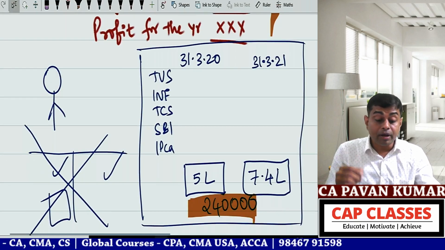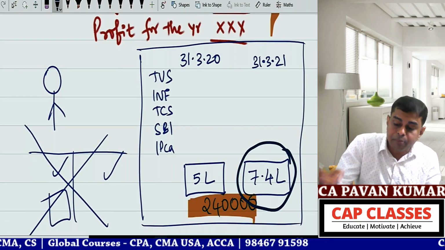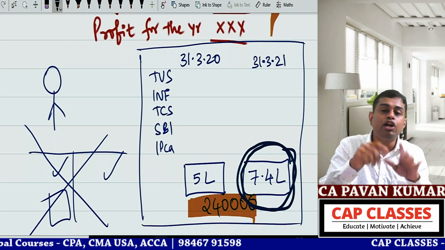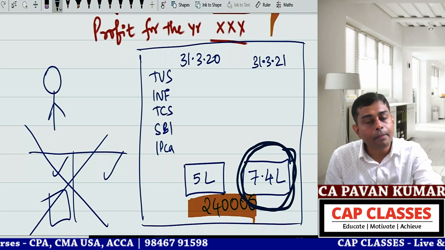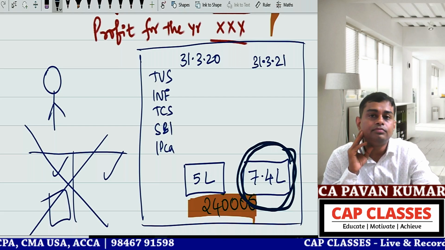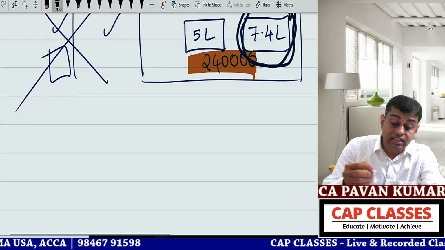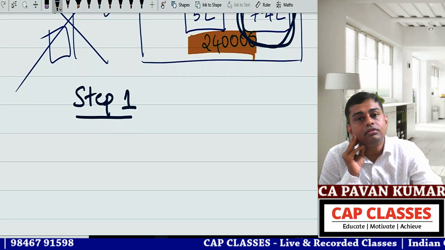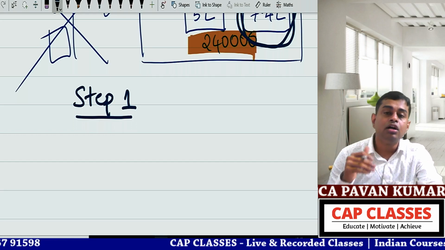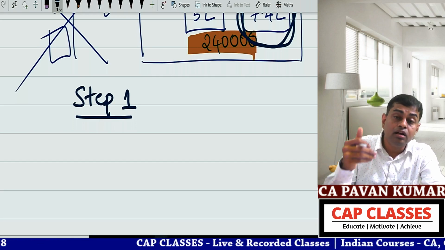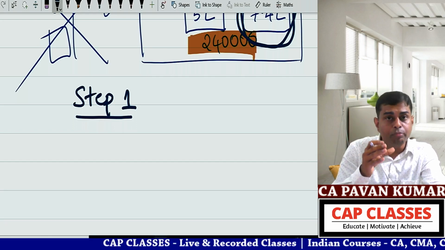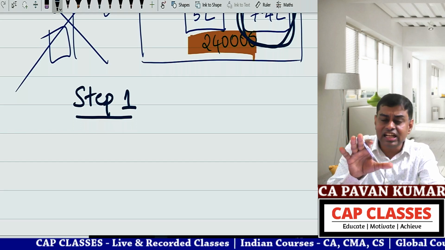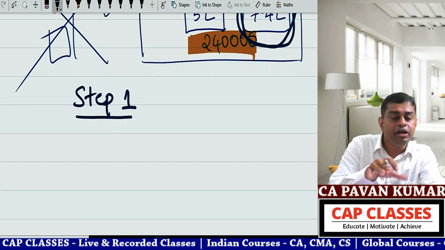So during the year, if you purchase shares, you need to adjust it from here. During the year, if you sold shares, you need to adjust it from here. Then you need to compare closing value and opening value. Whatever the difference is, profit for the year. So this is step 1 in accounting from incomplete records. You need to determine opening capital, determine closing capital, adjust it with additional capital, adjust it with the drawings, subtract opening capital from it, it is profit for the year.